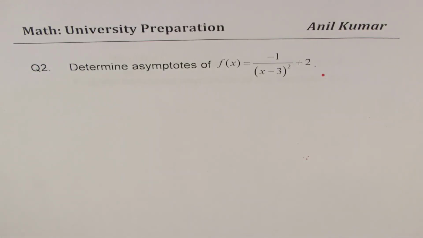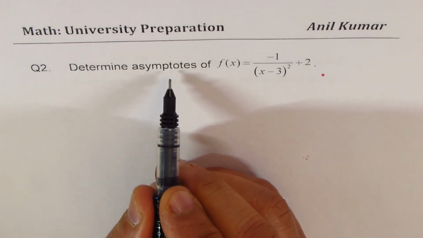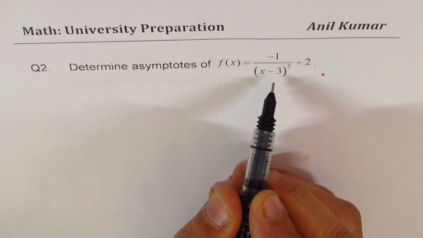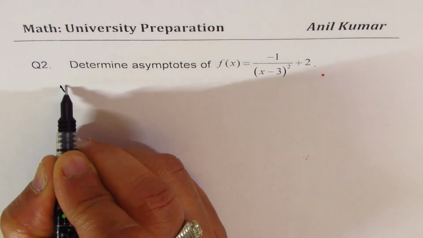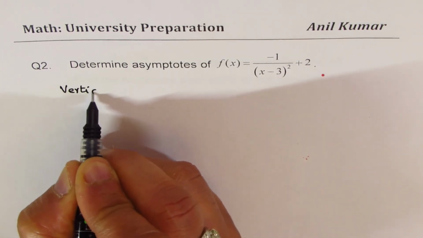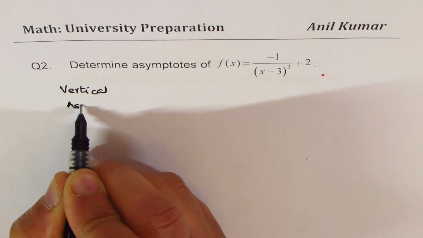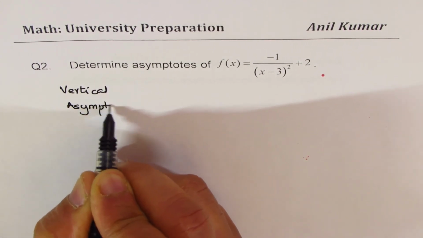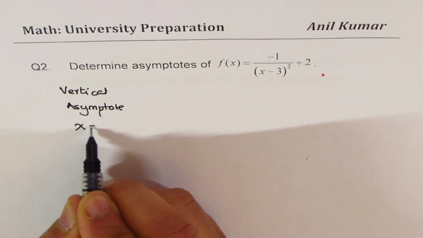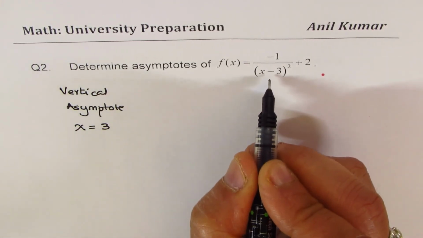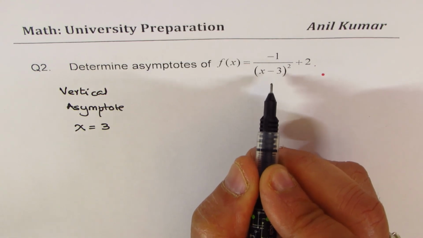Question number 2. Determine the asymptotes of this function. So you can see that the denominator is 0 for x equals 3. That leads to a vertical asymptote. So we have a vertical asymptote here. And the equation of the vertical asymptote is x equals 3. That gives you the denominator 0. It is not a part of the domain of this function.